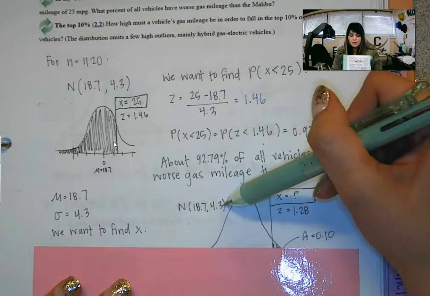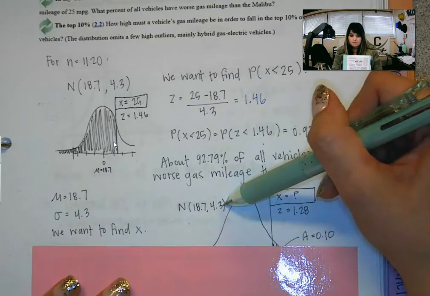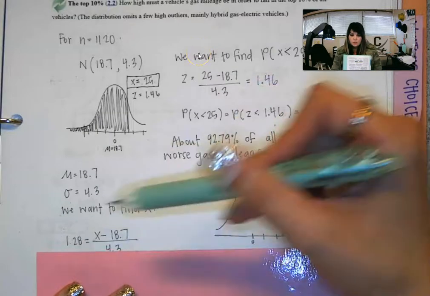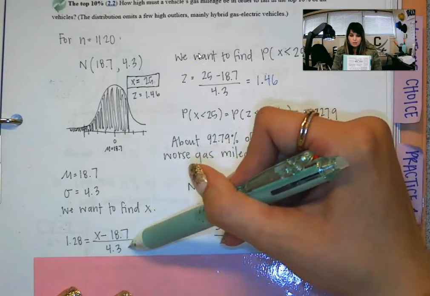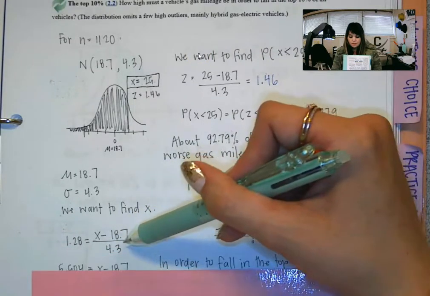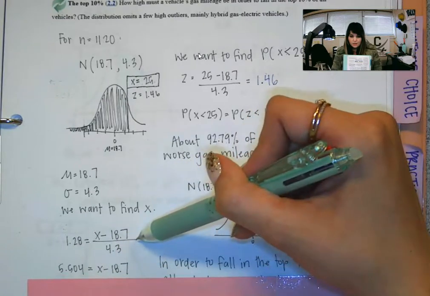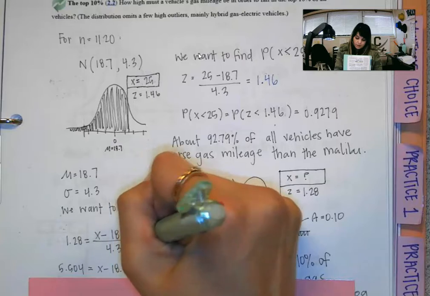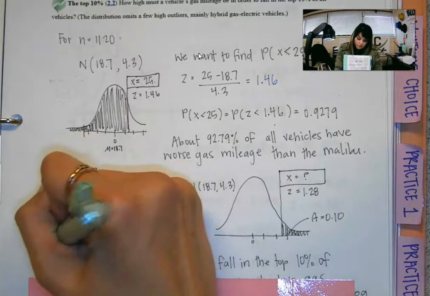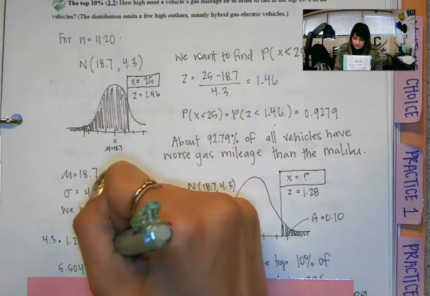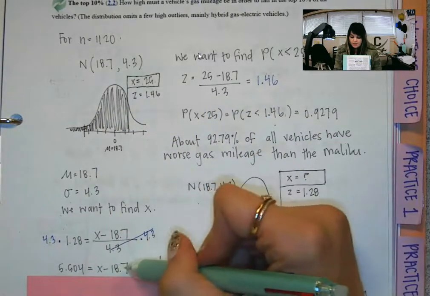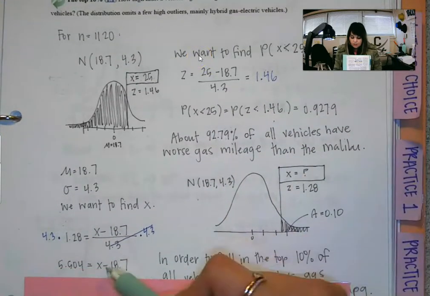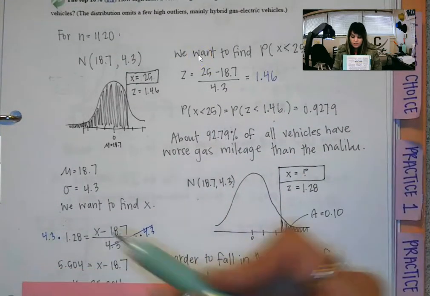Notice I have labeled my normal curve once again. The equation then is 1.28 equals X minus the mean divided by the standard deviation. To solve this, you would multiply both sides by 4.3. So if I multiply by 4.3 here and 4.3 here, these go away and I get X minus 18.7 equals 5.504. Then to know what X is, I just need to add over this 18.7.